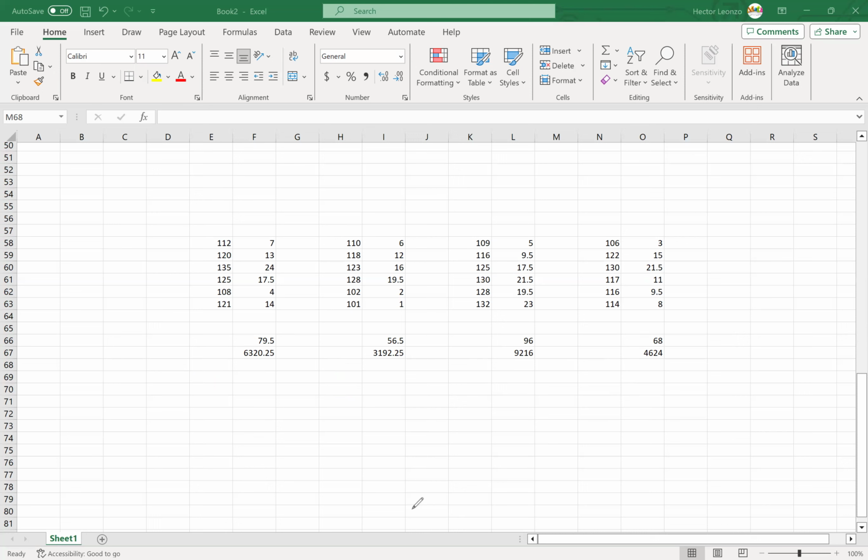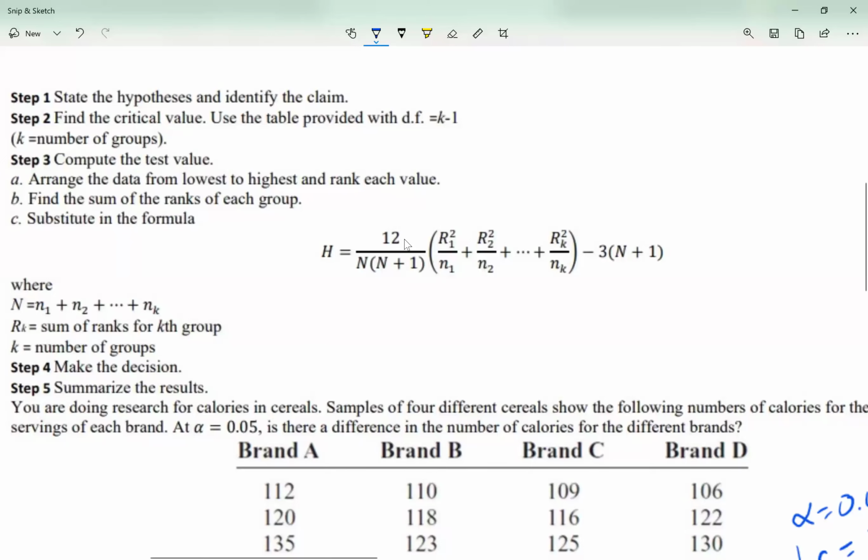Now, let me come back to my formula. Let me work on my formula here. 12 is just a 12. N, this big N, is how many numbers there are in my data, combining all of my numbers. There's 24 of them. So big N is 24, not a big deal. They have square brackets here, 24 plus 1, not a big deal.